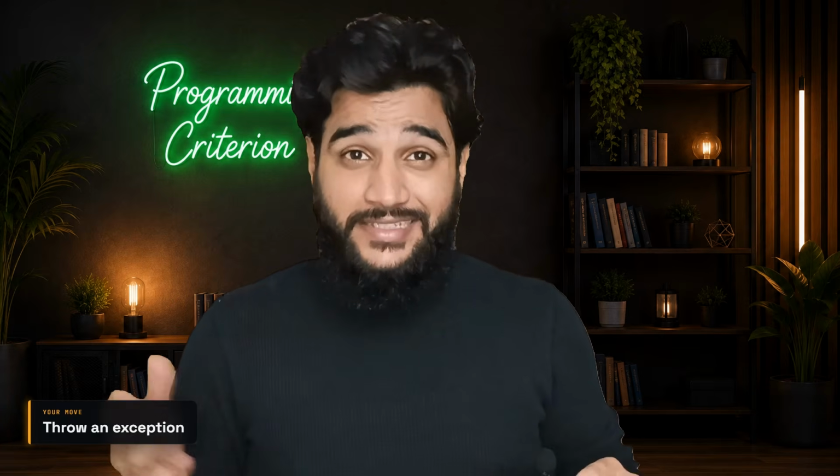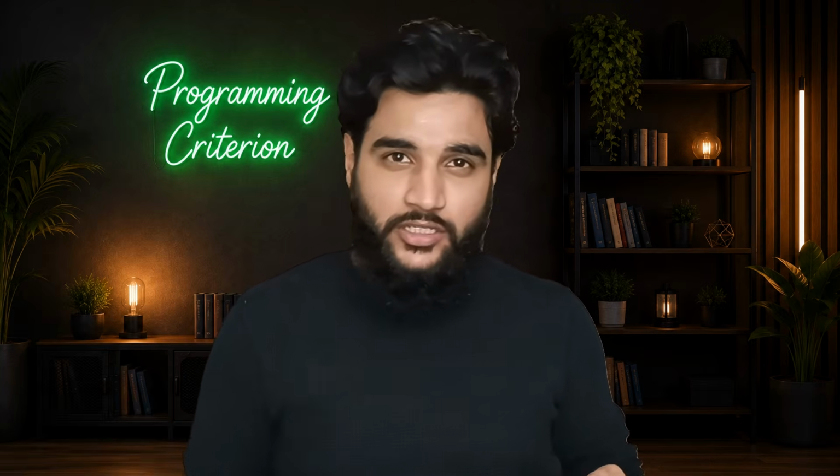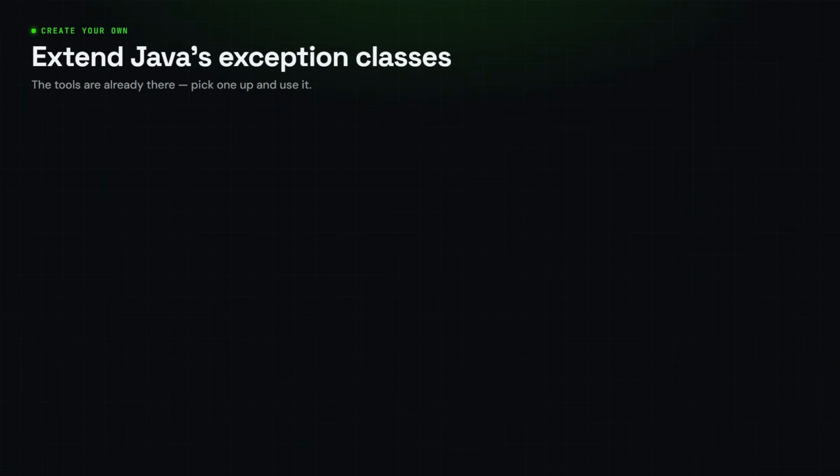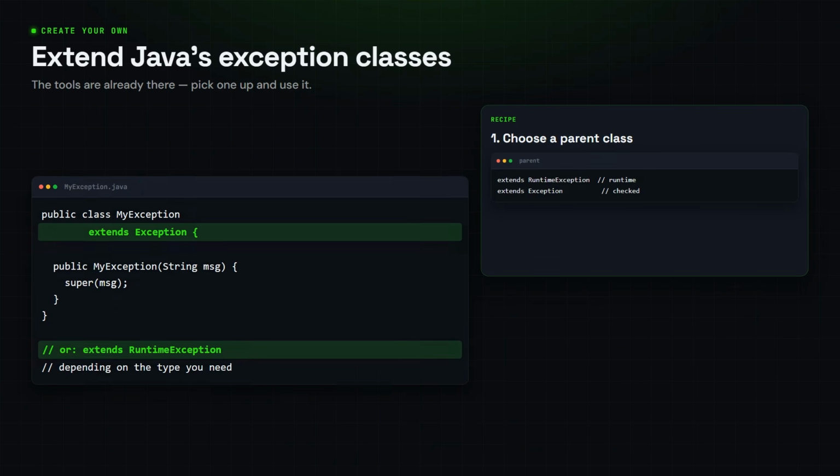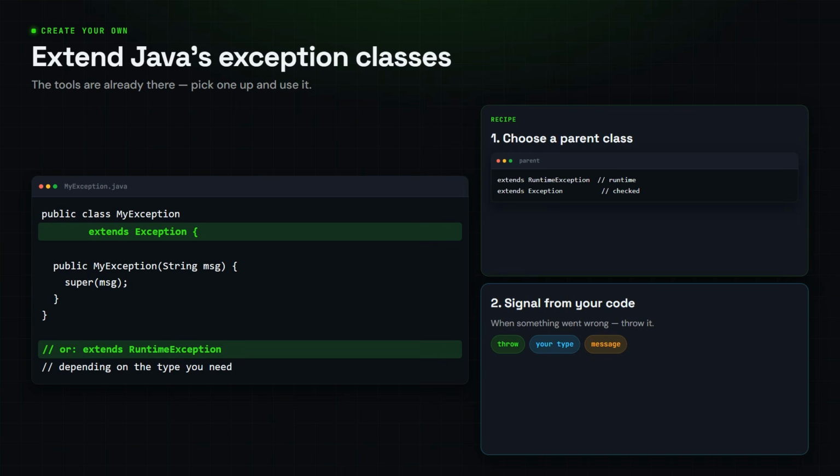Simple but important. So, if you want to signal that something in your code went wrong, well, just throw an exception. The good news, Java already gives you all the tools. You just need to use them. Just pick them up and use them. To create your own exception, you extend one of Java's exception classes.